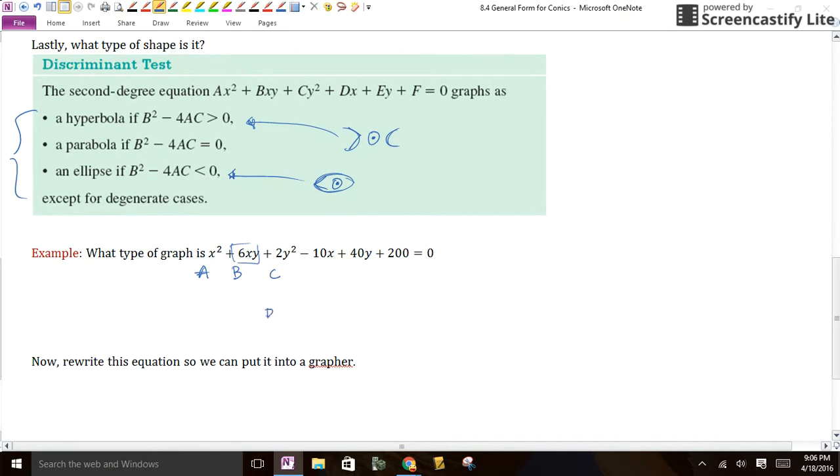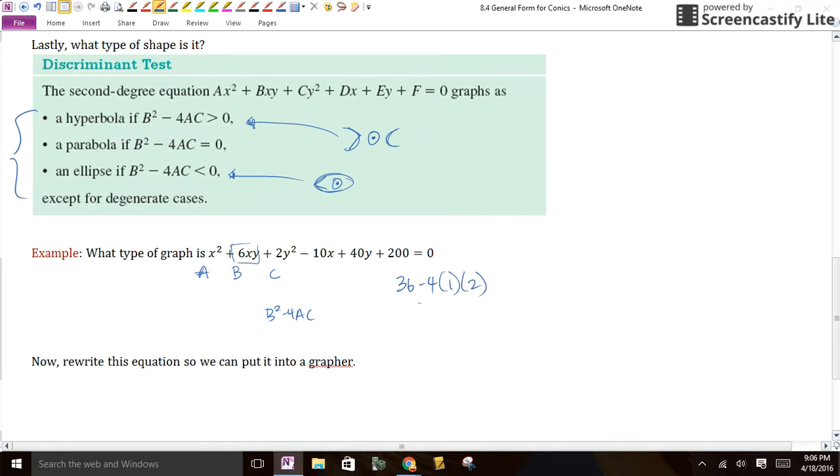Well, I'm going to do B squared minus 4AC. So I'm going to do B squared, which is 36, minus 4. A is 1. C is 2. Make sure you always get those. Maybe sometimes they mix them up in order. A is always in front of x squared. B is always in front of xy. C is always in front of y squared.